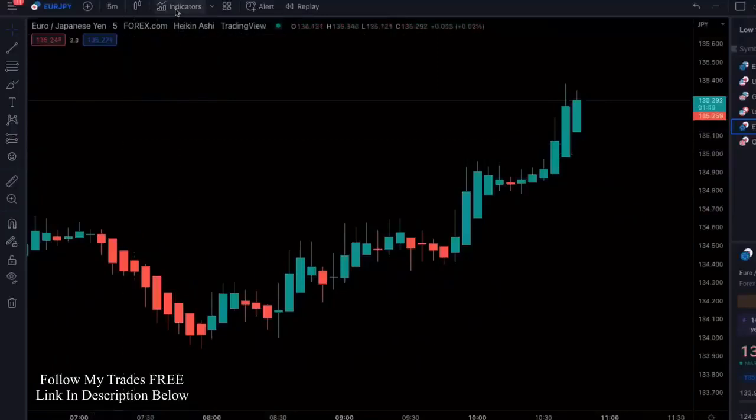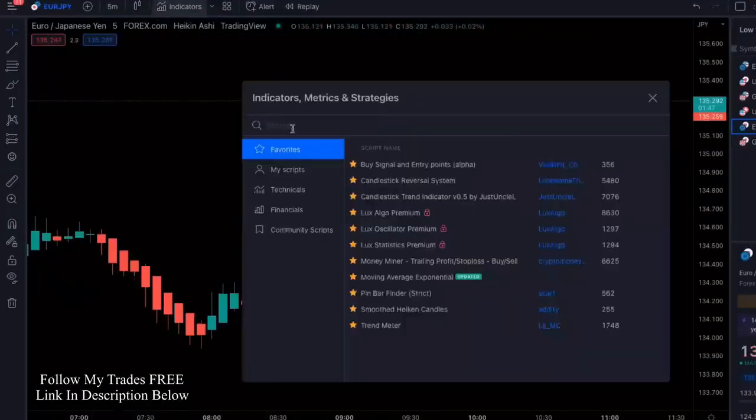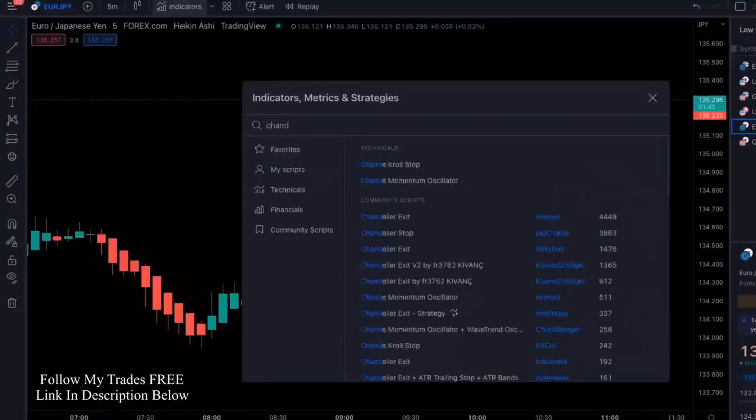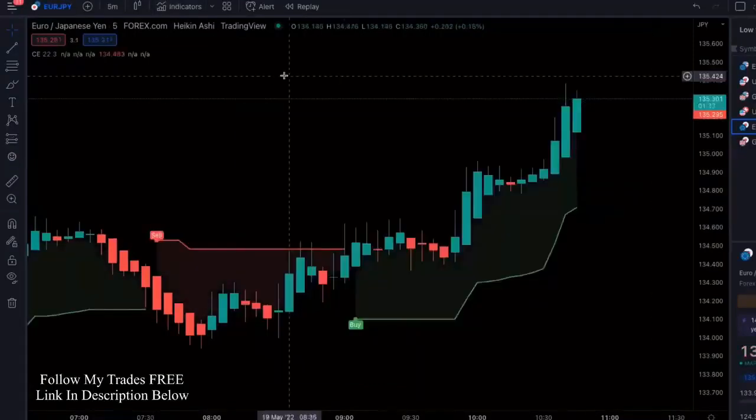So go into indicators and type in Chandelier Exit. All right, by Everget. This is the one that you're going to use, the one by Everget. And then we're going to make some changes to this. So click on the settings right here.